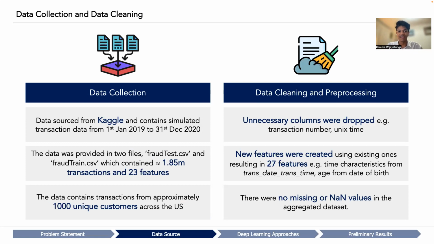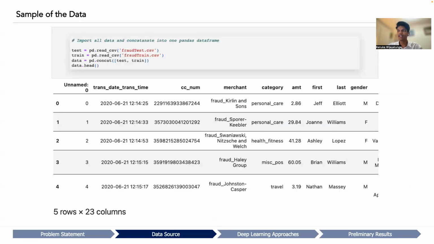In terms of data cleaning and pre-processing, all the unnecessary columns were dropped, and then new features were created using existing ones. So for example, one of our variables was a concatenated one, which included date and time and everything squished together. But we extracted separate features from this, such as month or time, to look at things like seasonality, for example. There were also no missing or NA values present in the dataset, so we didn't have to worry about any imputation. Here is a quick snapshot of what the data actually looks like.